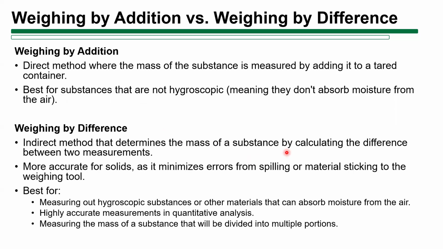Now, another thing about weighing that I want you to know is weighing by addition versus weighing by difference. When you use a top loading balance, usually we just do weighing by addition. So when we weigh by addition, you just place the container on top of the balance, then you tare or zero out the container, then you just directly place the substance and weigh. All right, so that's weighing by addition.